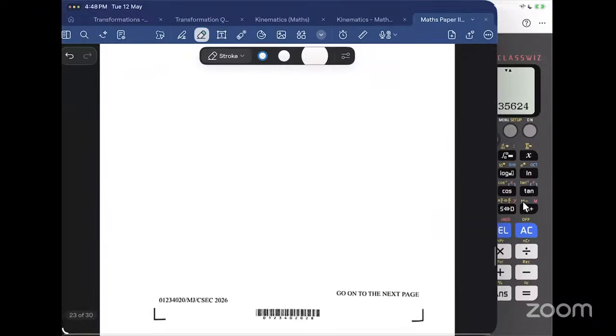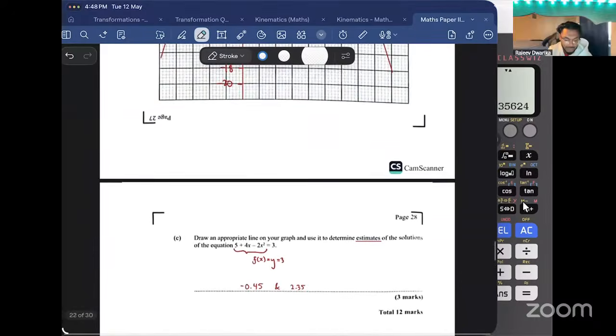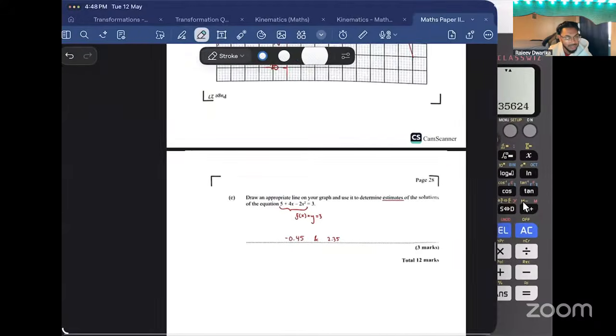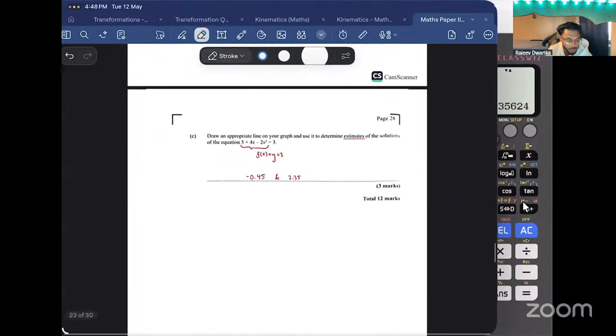Good. I like that question, boy. That's a nice question. I'll start giving students questions like this. I'll make them solve it graphically as well as algebraically.